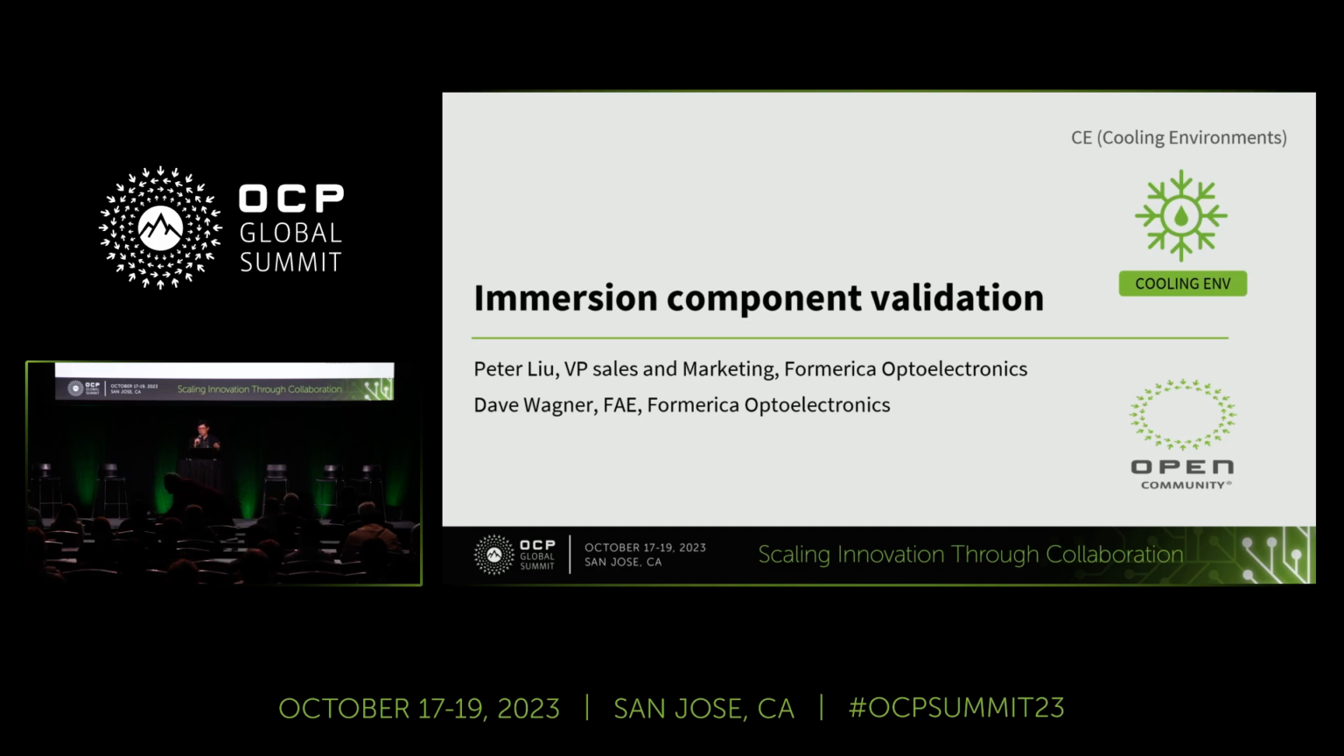So the purpose of the work stream is to map out a process and methodology to validate immersion components. We're going to start out with optical cables, but as we all know, there are also requirements for immersed copper cables. So we may address that.